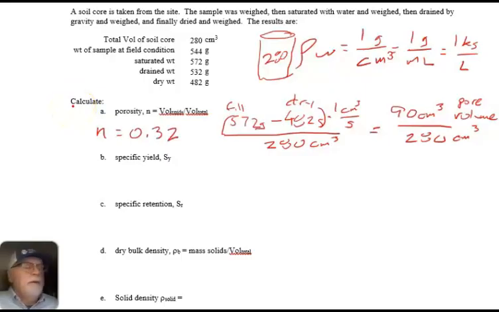To get the specific yield, I'm going to take it when it's all full, again 572, minus the drained weight. So not the dry weight, the drained weight. It still has some water left in it after I drain it. So it's 532 when drained. Those are in grams. We multiply it by cubic centimeters per gram. And then that's, again, divided by the total.